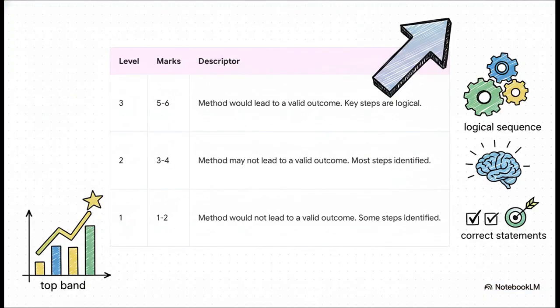Now, check this out. This is what's so important to understand. They don't just give you a mark for every correct thing you say. No, it's marked in levels. You can see it in this table. To get into that top tier, level 3 for 5 or 6 marks, it's not enough to just list some steps. Your whole method has to be logical, it has to be in the right order, and it has to be something that would actually work in a lab. It's all about the quality of your whole answer, not just ticking boxes.